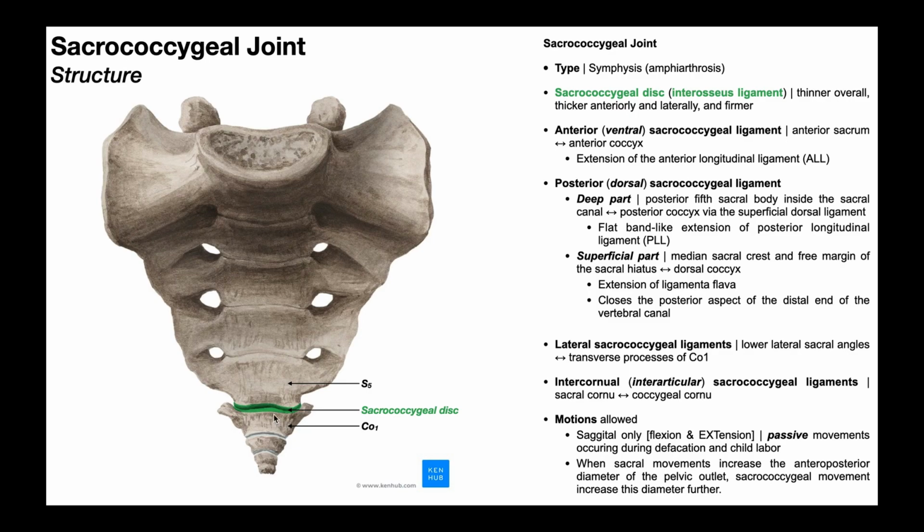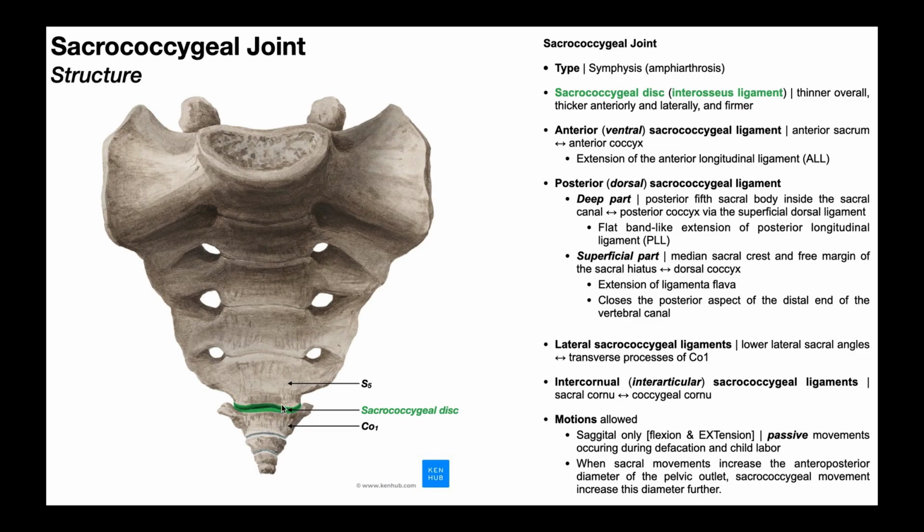The sacrococcygeal joint is not a diarthrosis. In other words, it's not a synovial joint. Structurally, it's actually a symphysis, and functionally, it's an amphiarthrosis. Recall that amphiarthroses are joints that are not freely movable, but they do allow some slight movement. Other examples of amphiarthroses would be the pubic symphysis and also the intervertebral joints between the various vertebral bodies of the spine.